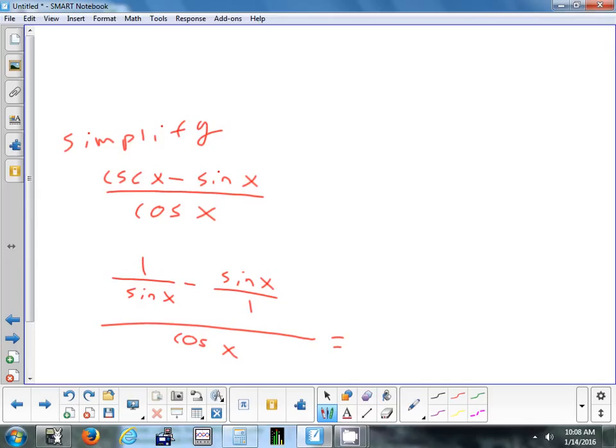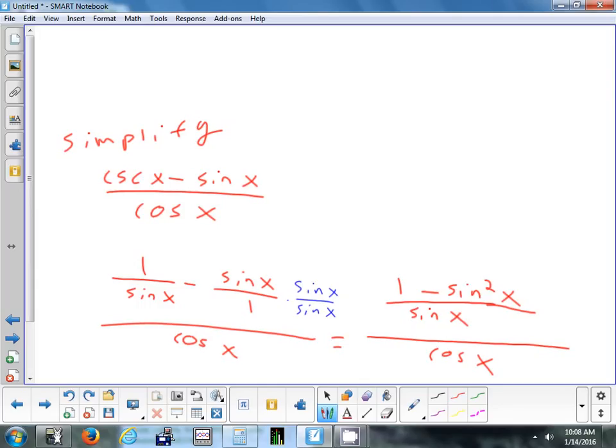So in the top, I'm going to find a common denominator, and that's going to be the product of the two denominators I have, sine and 1. So the common denominator is sine. Fraction on the left already has it. Fraction on the right, I'm going to multiply top and bottom by sine. So we're going to get sine times sine, which is sine squared. 1 times sine, that's already in the bottom from the common denominator. And all of that is divided by cosine.